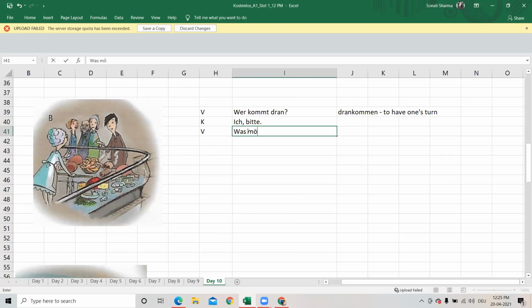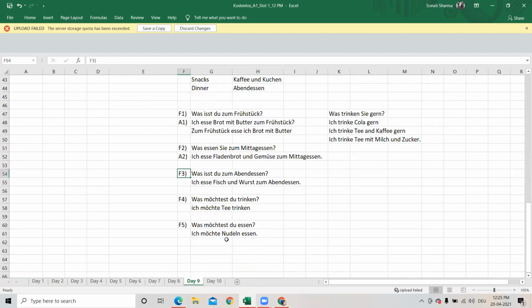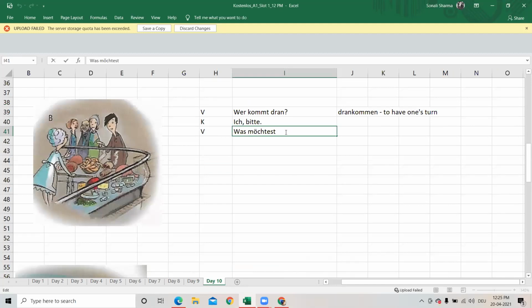So was möchten Sie? So again, in our last session, we did this verb möchten, when I was saying was möchtest du trinken, was möchtest du essen? So here is the verb. We will put this in the formal form. So was möchten Sie? Was möchten Sie is like what would you like to have? Now this Käufer, he is saying I would like to have a piece of Emmentaler cheese, bitte. So ich möchte ein Stück Emmentaler, bitte. For a piece, the word is ein Stück. Emmentaler.